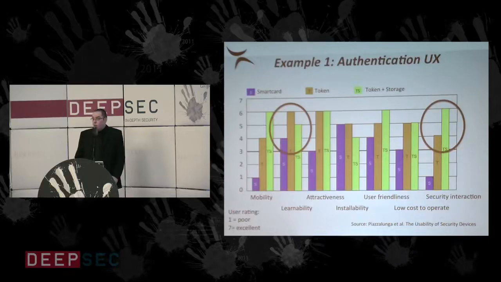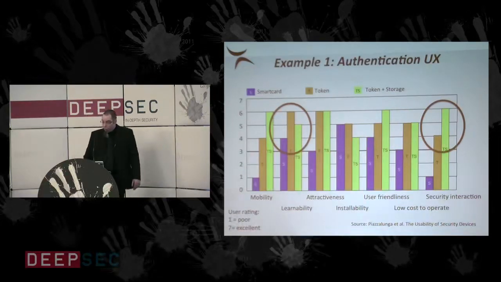From the user experience point of view, what happened? The study setup was that different user groups got these authentication tools for some time and then filled out the questionnaire. So 1 is a rating for poor, 7 is a rating for excellent, so 2 points difference in security interaction is rather a good result. And this only because we have storage.